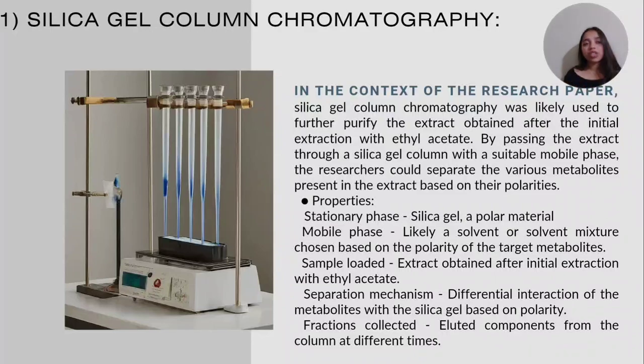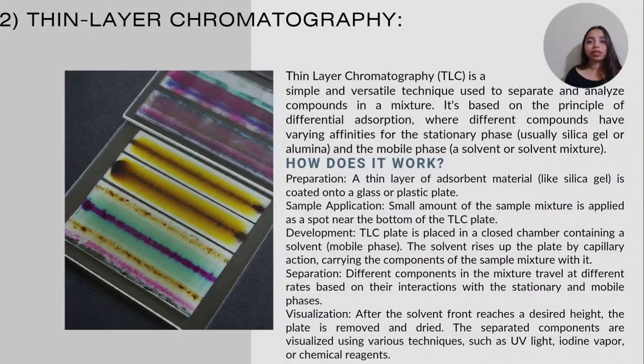Properties. Stationary phase was in which silica gel was used, which was a polar material. Mobile phase in which a solvent or solvent mixture was used. Sample loading, that was extract obtained after initial extraction with the ethyl acetate. Separation mechanism was the differential interaction of the metabolites with the silica gel based on polarity. Fractions collected, that is eluted components from the column at different times.